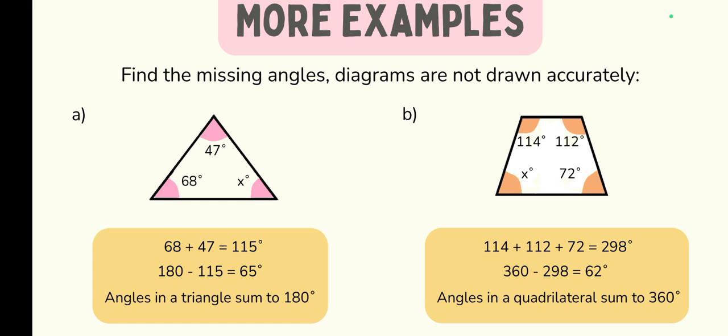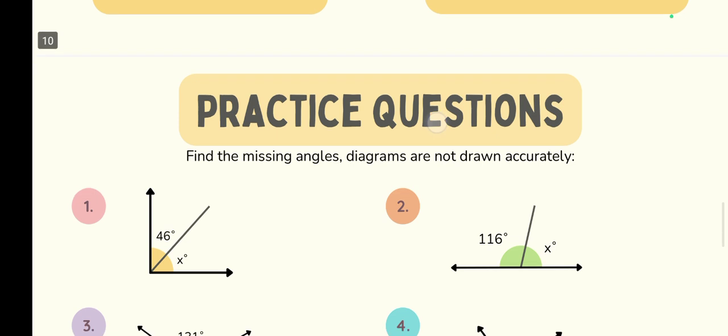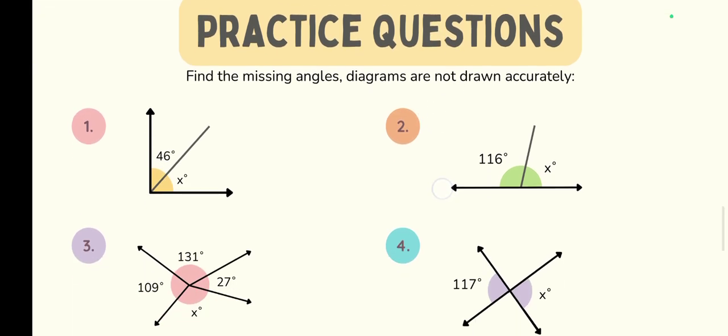So x plus 298 is equal to 360 degrees. Now x is equal to 360 minus 298, that will give you 62. So the missing term is 62. Hope you are clear. Now these are some of the practice questions which you need to do on your own.